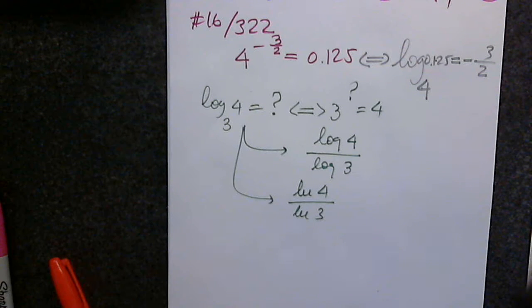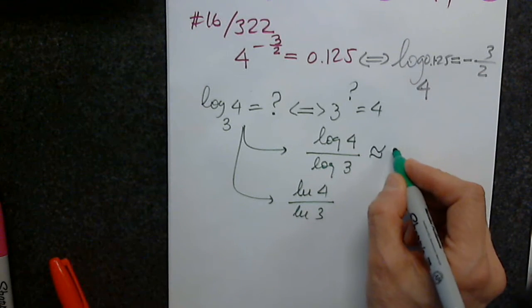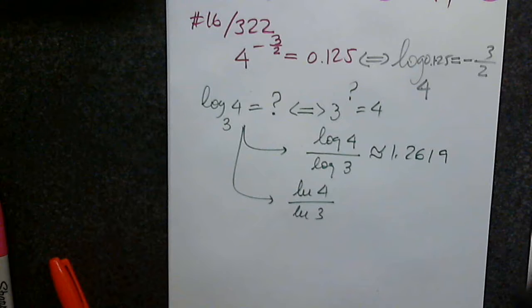You can raise 3 to this previous answer. So 3 caret previous answer. And when I click enter, what should I get? So the answer of this is 1.2619, depending on where you want to stop. 1.2619 approximately.